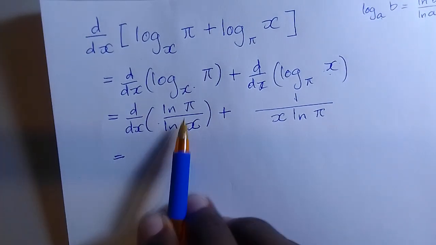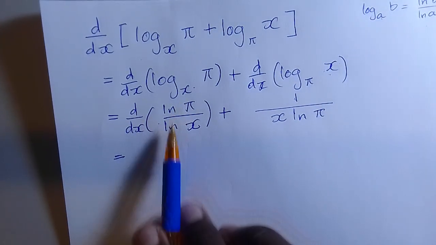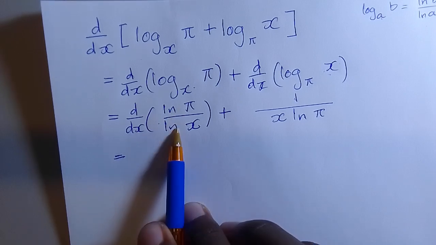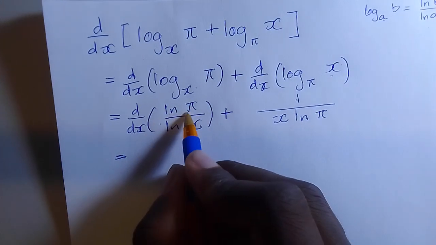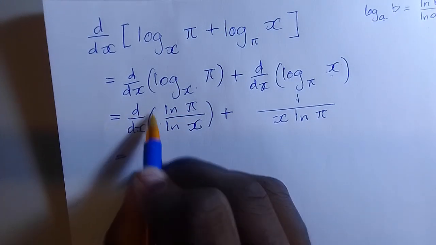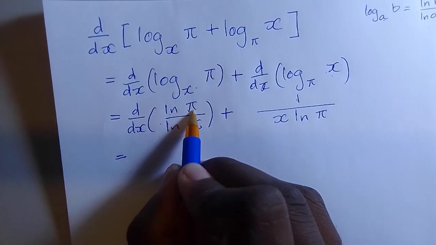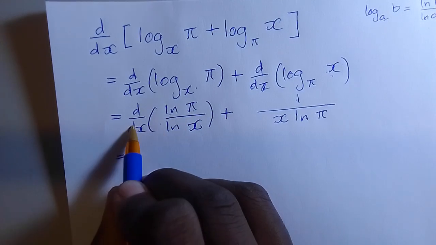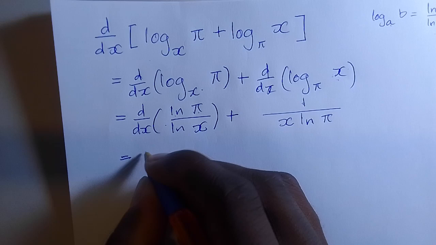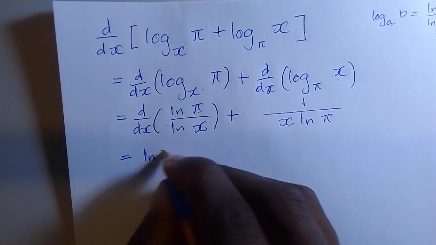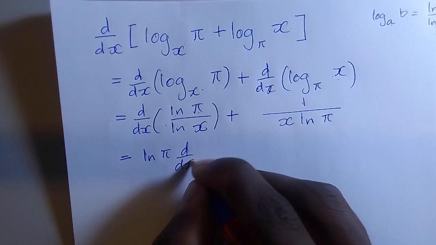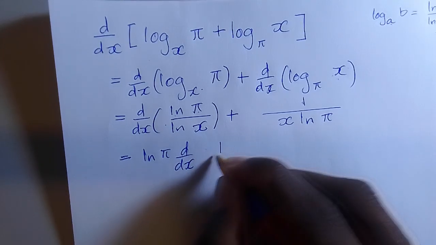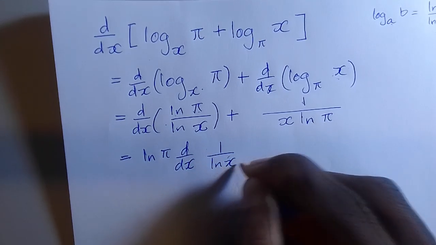Now we have this. To differentiate this, we are going to have to use the quotient rule. But what I'd like us to do first is take ln pi outside of the differentiation, because it's a constant. You don't have to, but it's going to make things easier for us. So say ln pi times d on dx of 1 over ln x.